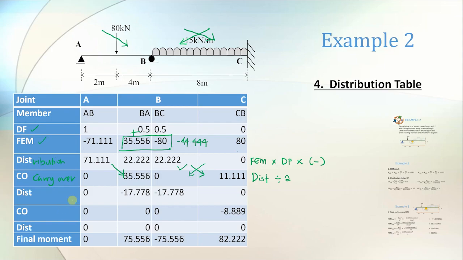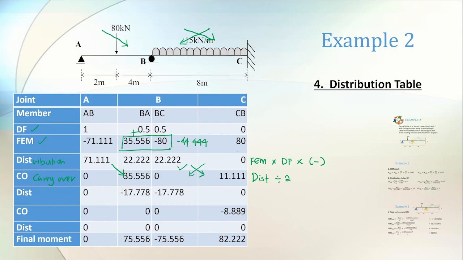Then we move to the distribution. Again, since kita punya value masih lagi belum 0, so you must repeat these steps. All of these steps, which is distribution and carryover ni, kena repeat sampai you dapat value kosong.